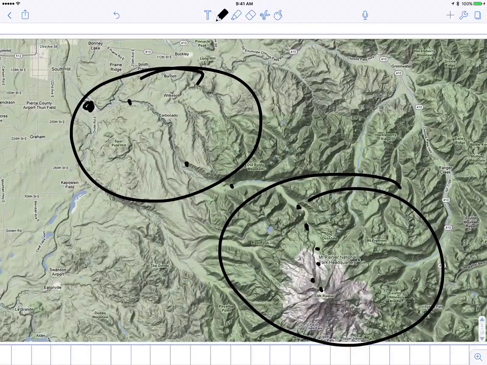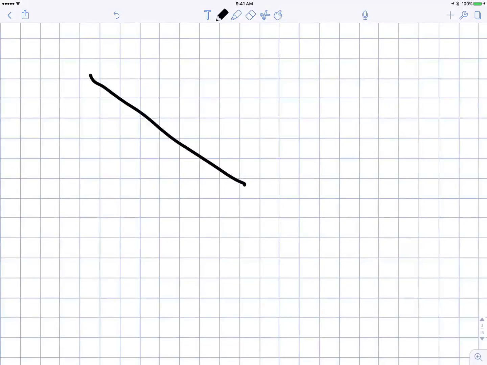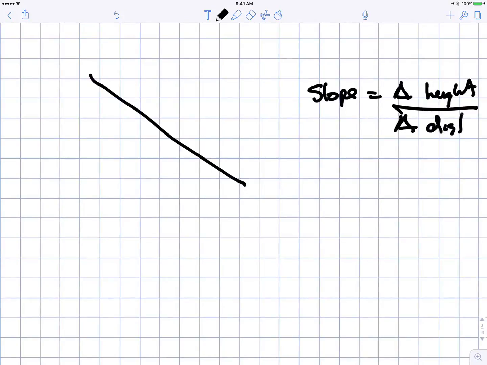Now before we go into that, just a reminder of what slope is and how we're going to calculate it. Remember, when we have a line or the side of a mountain and we want to decide what the slope is, it is equal to the change in height over the change in distance. We oftentimes call it rise over run.